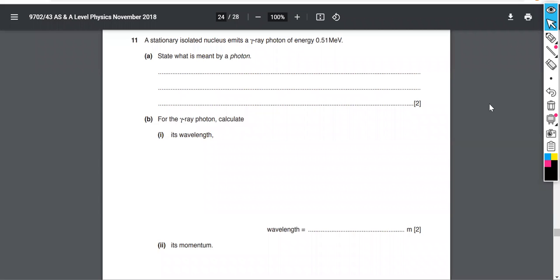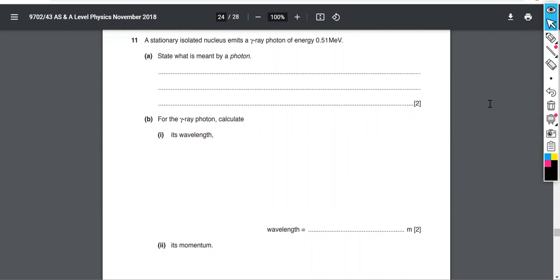All right, in this work example, we're looking at some nuclear physics, and the question reads, a stationary isolated nucleus emits a gamma ray photon of energy 0.51 mega electron volts. State what is meant by a photon. So yeah, that's the Greek letter gamma. That's a gamma ray photon.